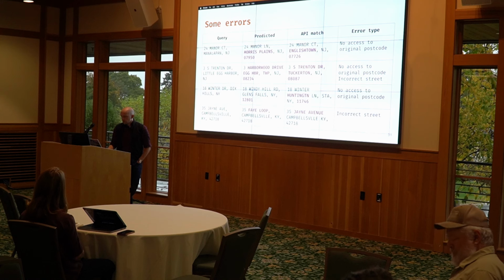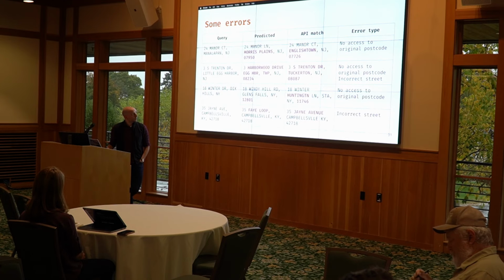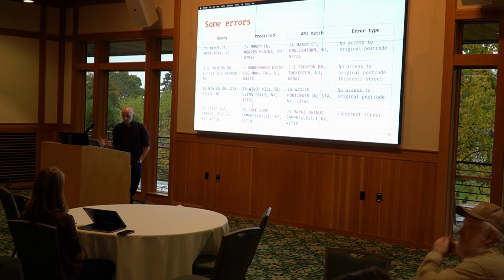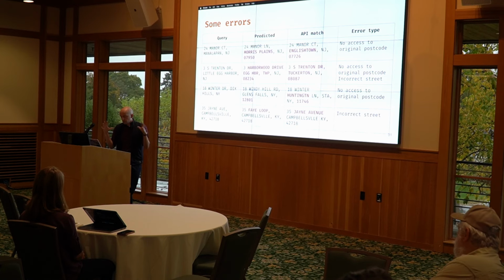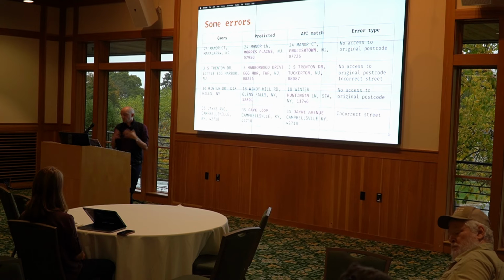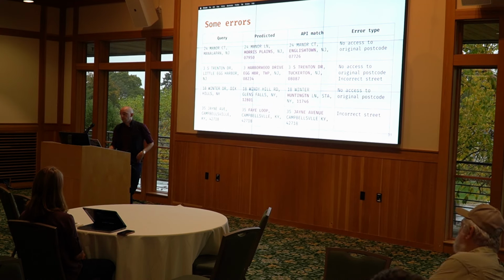As far as some of the common errors, the model is struggling with those addresses that were missing a postcode, because we're increasing the pool of candidates by not being able to filter on a given postcode. The model is basically having a harder time finding those matches. And for the final one, we have the same issue of the incorrect semantic meaning of a street.